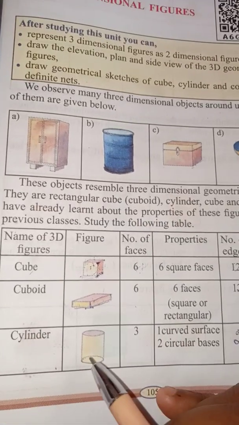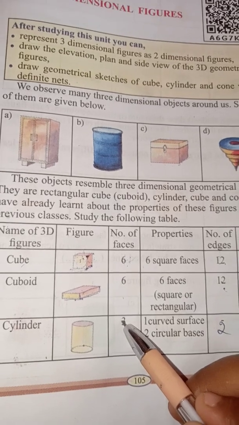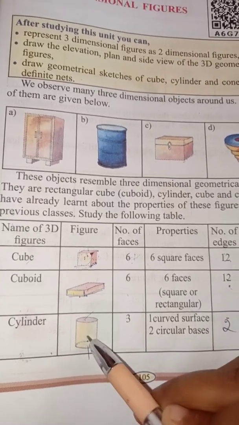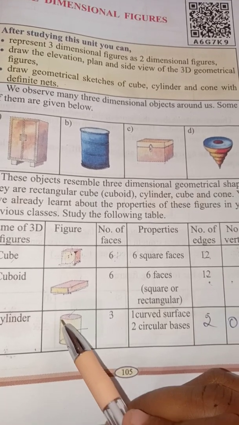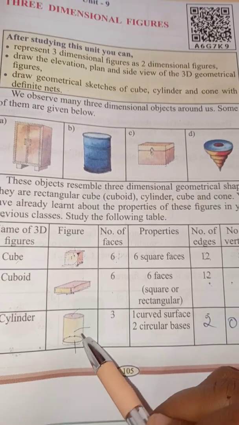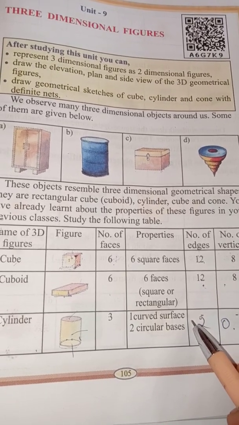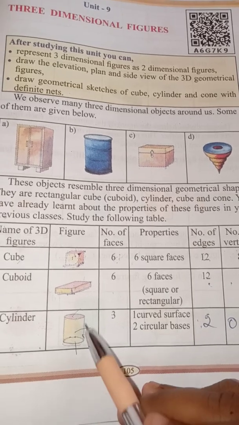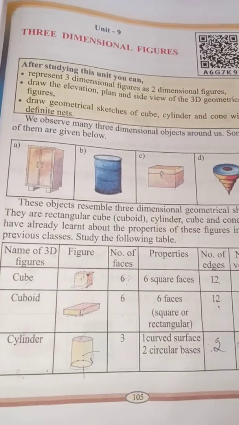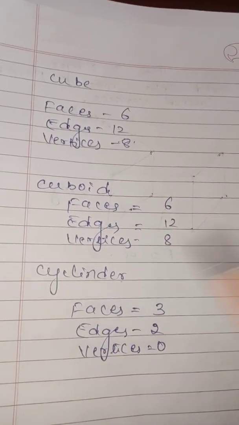Next is the cylinder. In this figure, the number of faces is 3: one curved surface and two circular bases. The two circular faces and one curved surface. The number of edges is 2 and the number of vertices is 0.